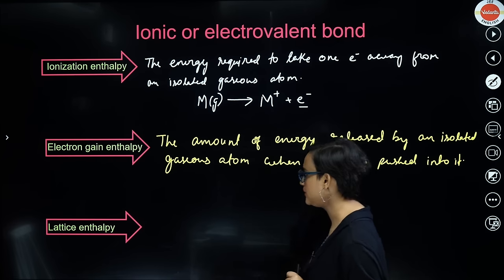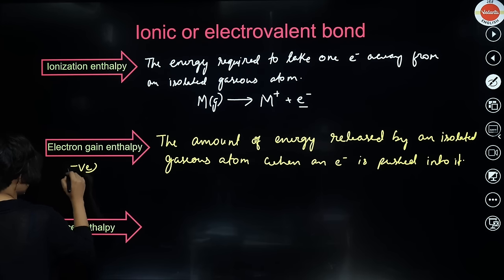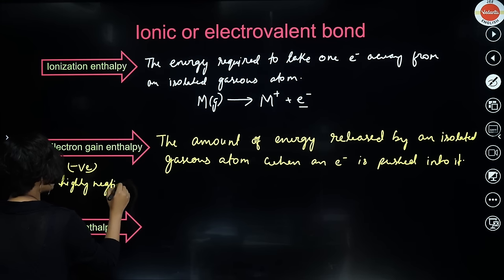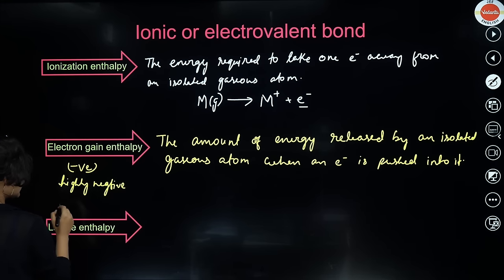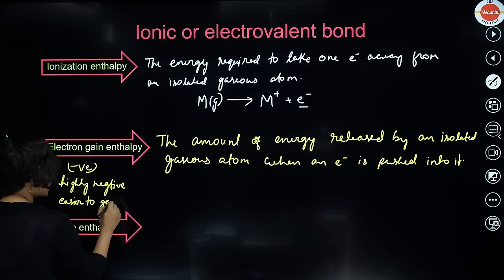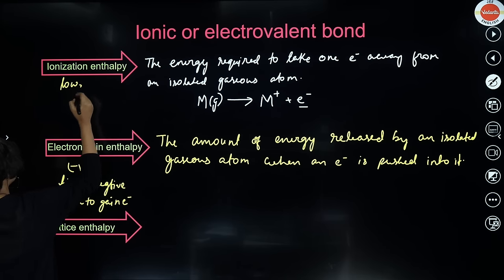All right, okay. So basically, this is actually negative in nature. And if it is highly negative, that means that the bond formation is going to be easy. Highly negative, easier to gain electron, okay. Easier to gain electron. And this, if it is low, better. Low, easier for bond formation.